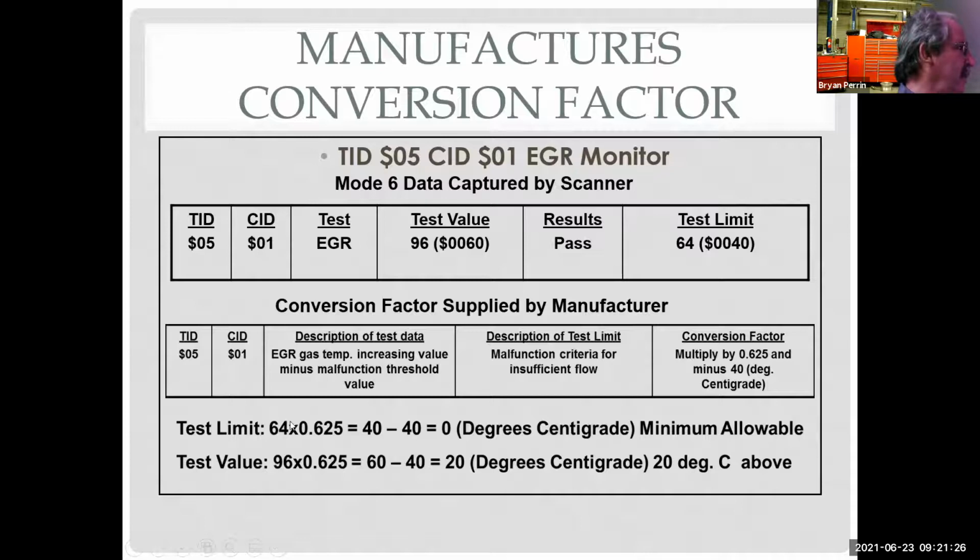That's our minimum. So if I don't get 40 centigrade temperature increase, we fail. So we're looking at how much better than that did we do. So if I look at this, it's 64 times the conversion factor minus 40 gets me 0. So that is 0 degrees above what my minimum threshold is. When I put the 96 in times the 0.625 equals 60 minus 40, which is 20 degrees centigrade above the minimum.